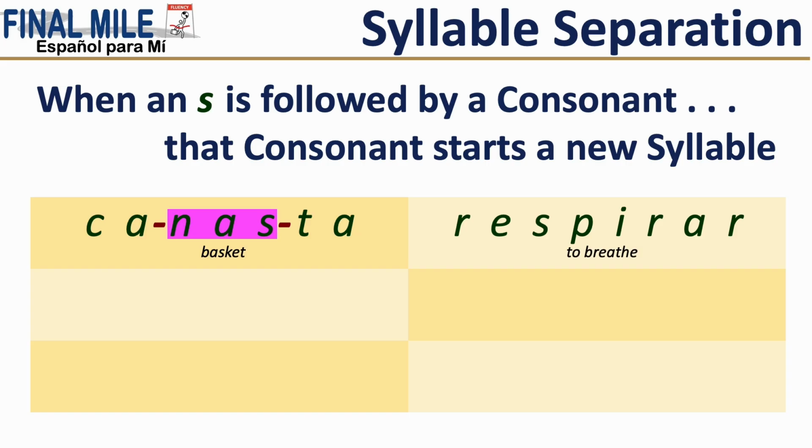Okay, again, S followed by a consonant. It has to get separated, okay? Pronunciation emphasis. It does not end in a vowel or N or S, so it's syllable number 1. And we say respirar. That slowly, no faster at this point.